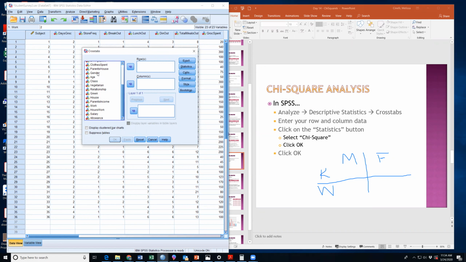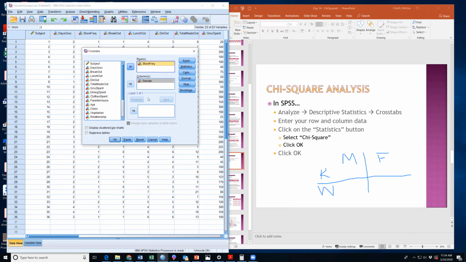We're going to put gender into the columns box. That means it's going to be the column header. All the different gender answers will be in different columns. And then we're going to put that store frequency variable into the rows box, because it's the row headers.